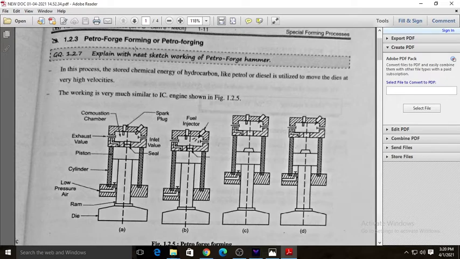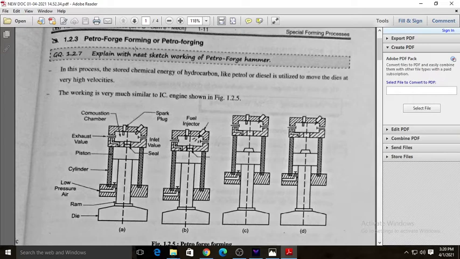The main difference between high velocity forming and high energy rate forming is that in high energy rate forming the energy stored in the medium is used directly on the material, but in the case of high velocity forming it is converted into mechanical energy, which imparts high velocity to the ram or die.